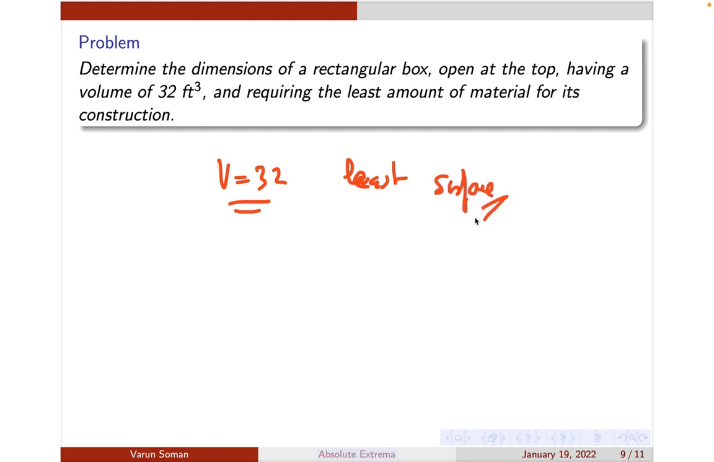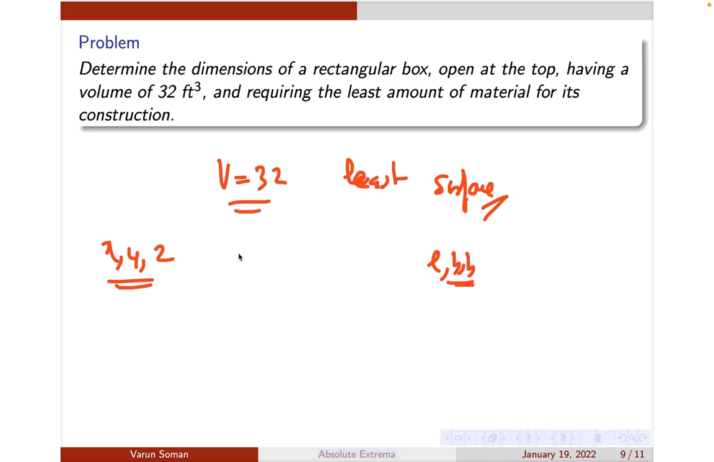So what will you do here? It's very simple. Suppose x is the length, y is the breadth, and z is the height. Or you can take L as the length, B as the breadth, H as the height, whatever it may be. I'm taking x, y, z, and it is given to you that it is open at the top. So the top portion is not there.